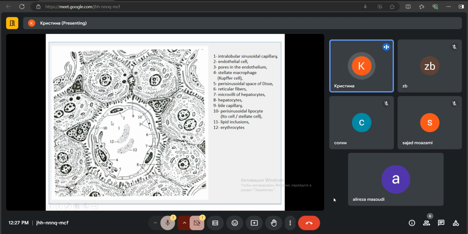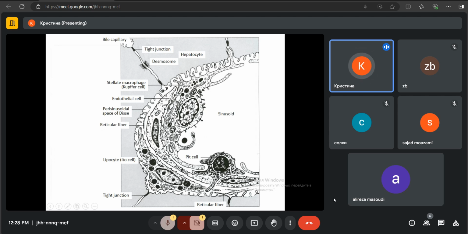In pathology, these Ito cells, perisinusoidal lipocytes, become activated and start to produce a lot of collagen fibers, which start to fill this space of Disse. And then if we have the collagen fibers here, it causes interruption of exchange between blood plasma and hepatocyte, and it will cause the death of hepatocyte. So this process will be called fibrosis and cirrhosis. So this is the function of Ito cells.